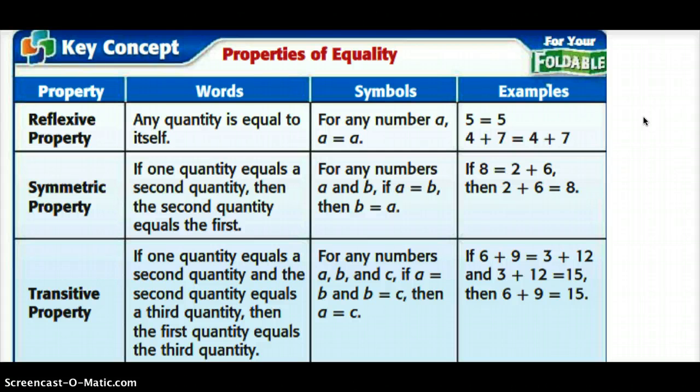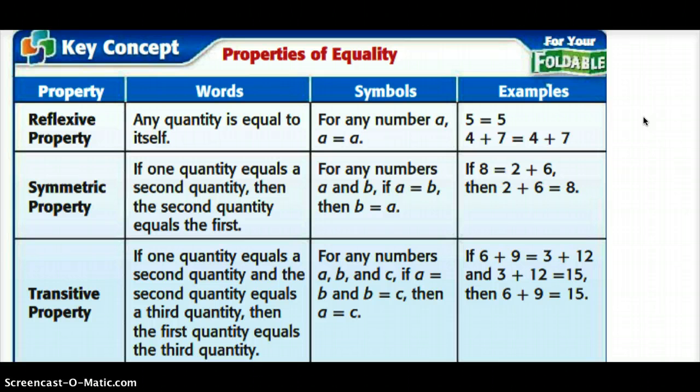So something is equal to itself, that's what that says. The symmetric property says that if one quantity equals a second quantity, then the second quantity is going to equal the first quantity as well. So that's something like if you have two numbers, A and B, and if A equals B, then B is going to have to equal A too. That's really what that means. So looking at the number example they have, if 8 equals 2 plus 6, then 2 plus 6 is going to equal 8. So it doesn't matter which side of the equal sign they're on. You can switch them. But that symmetric property says that if A equals B, then B is going to have to equal A as well.